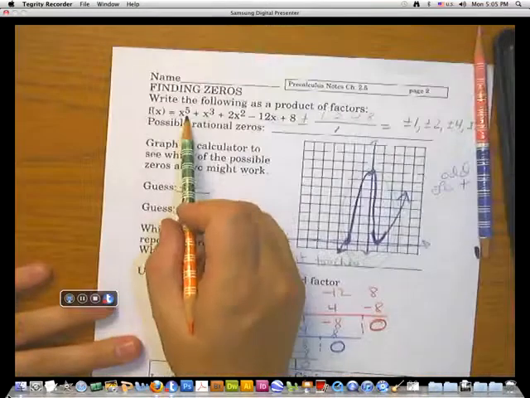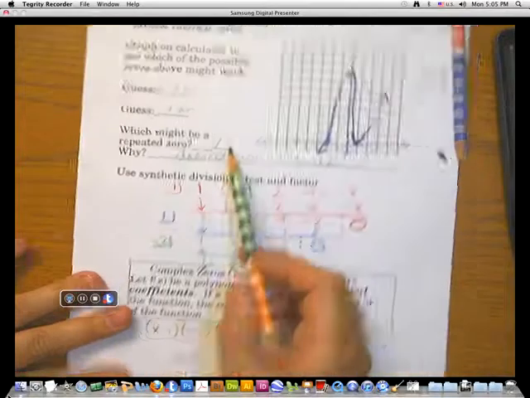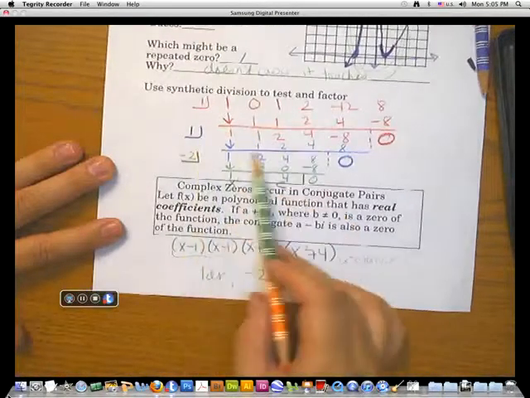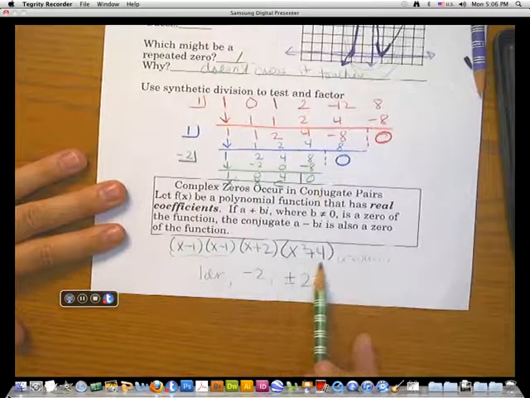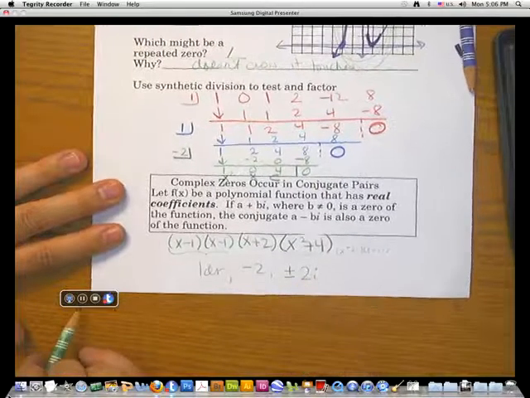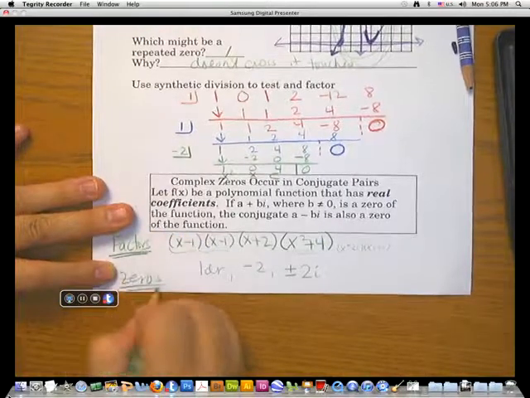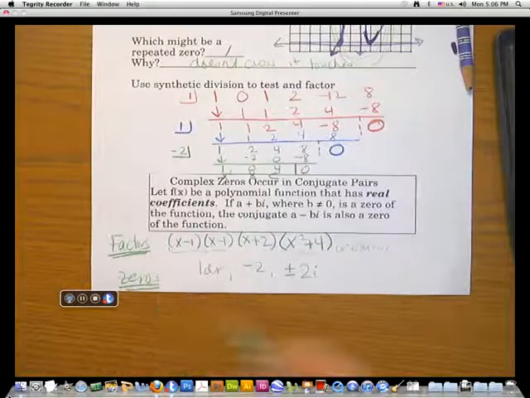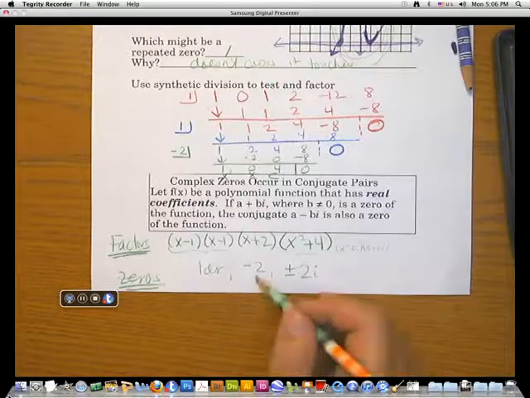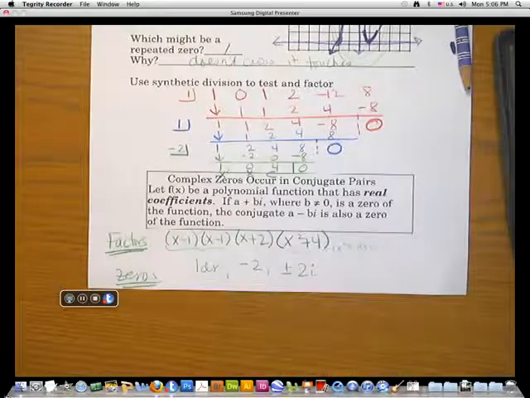So we knew we were going to have 5 zeros. Our picture told us that we're going to guess there's 3 real zeros. We tested the 3 real zeros and proved it, and then came up with the leftover that would give us the imaginary. So these are the factors, and these are the zeros. Be very clear as to what the questions are asking you, because they will ask you what are the factors and what are the zeros, and you need to make sure that you are answering appropriately. So pay attention to the directions and what it is that it is asking you to do. So that's part 1 of 2.5.